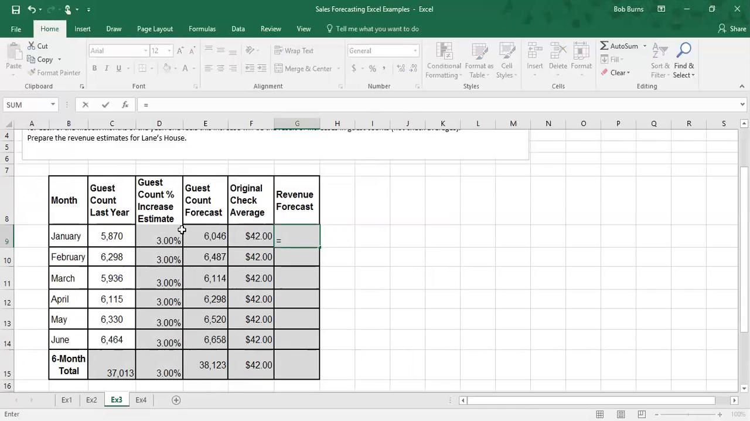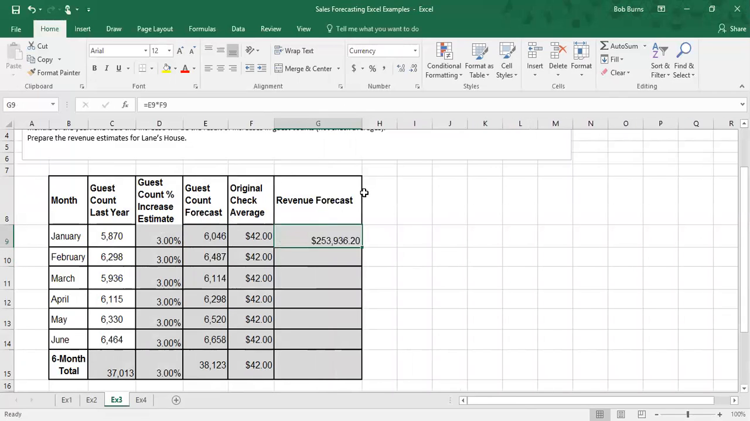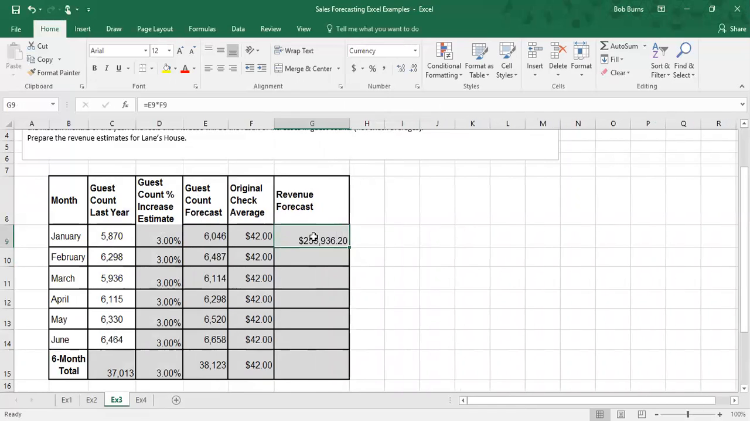So we'll do equals guest count forecast times original check. Anytime you get a pound symbol, it means there's not enough room. Just open up the column a little bit. And then let's drag this down, and it should do all of them for us.